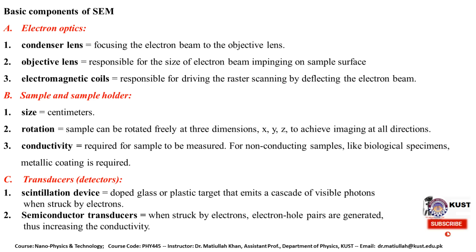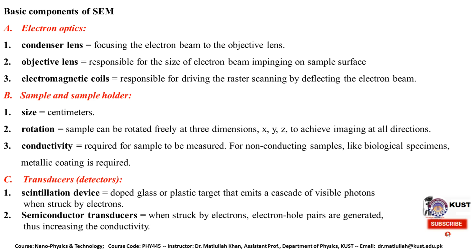In the case of the sample and sample holder part, we need to know the size of the samples, which is in centimeters, and the rotation of the sample. We can rotate the sample along three dimensions, x, y, z, to get images from all directions, and conductivity is required for samples to be measured. For non-conducting samples like biological specimens, metallic coating is required.